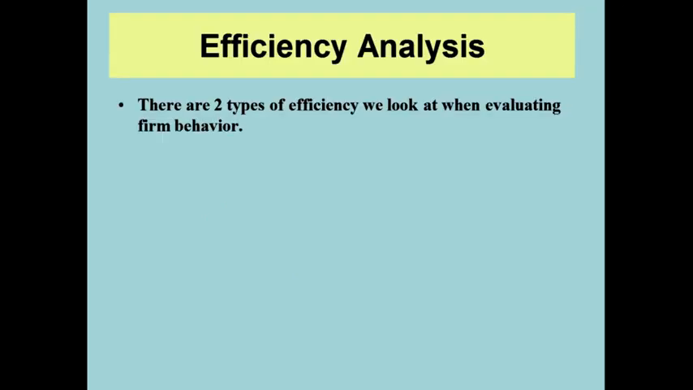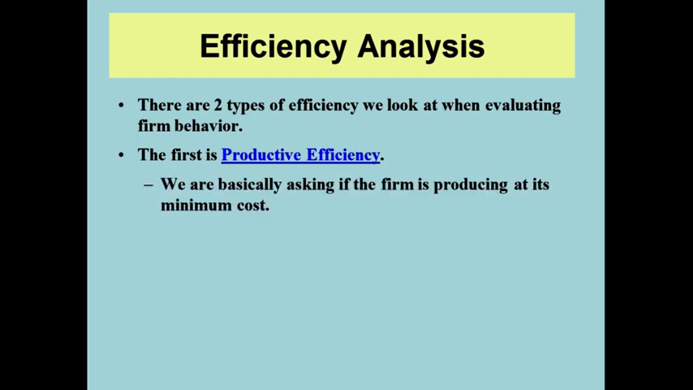When we think about efficiency, there are really two types of efficiency we look at when we're evaluating firm behavior. So we're going to start by taking a look at these two types of efficiency. The first is called productive efficiency. And productive efficiency is actually the easier of the two concepts. I think you're going to find it very intuitive. We're basically asking if the firm is producing at its minimum cost, right? To be efficient, you should be able to deliver a product at a minimum cost. So that's what we need to look at. Is the firm producing at its minimum cost?